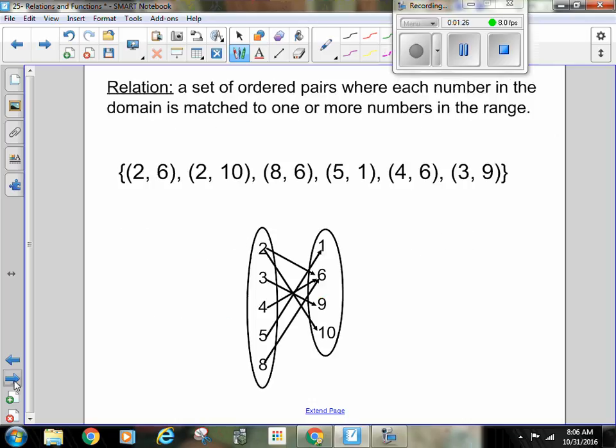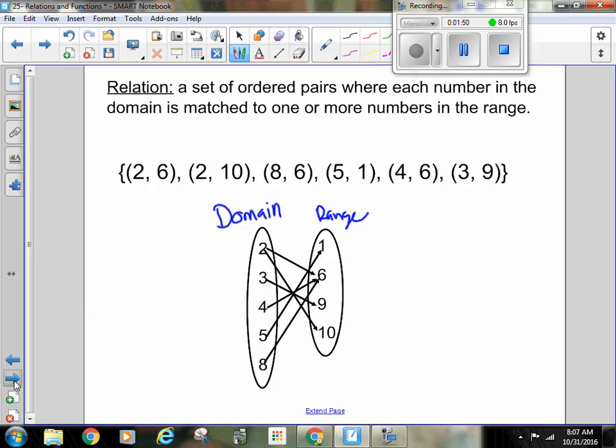Okay, so a relation is a set of ordered pairs where each of the numbers in the domain is matched to one or more numbers in the range. So a relation is sets of ordered pairs, and you will see that we have this diagram here, and our domain values are listed in the first oval, and our range values are listed in the second oval.